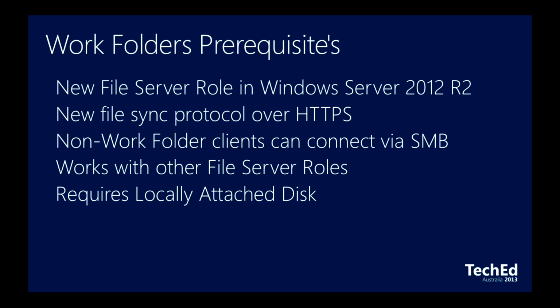Hyper-V does via SMB file share. You know how you can remotely host your VHD files on an SMB file share. Work Folders doesn't do that. The disks do need to be locally attached. Now, that can be iSCSI, that can be SAS, that can be disks in the server itself, but they do need to present as a local LUN.